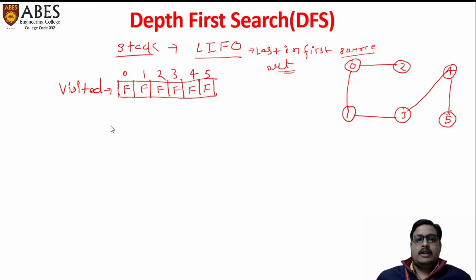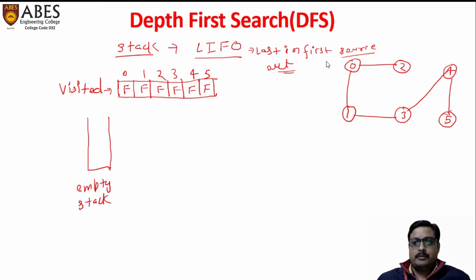Okay. And we'll create one empty stack. Suppose this is the empty stack. So here we are going to start our searching from 0. So we'll push this 0 vertex onto the stack, and we'll mark the status of this vertex as true. Now this is true. And after that, we'll find out all the vertices that are directly connected to 0. It means adjacent vertices.